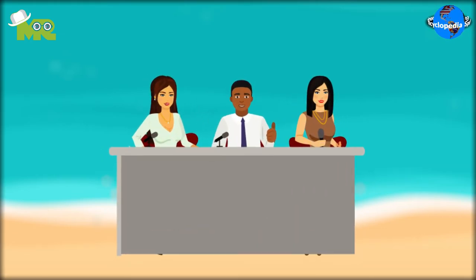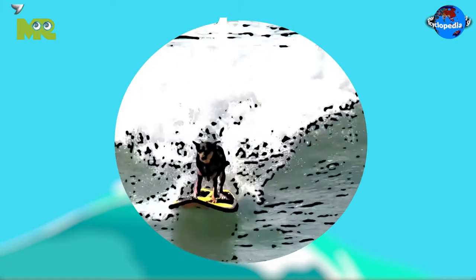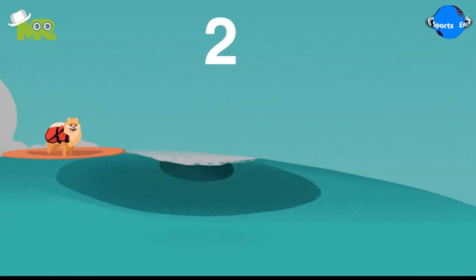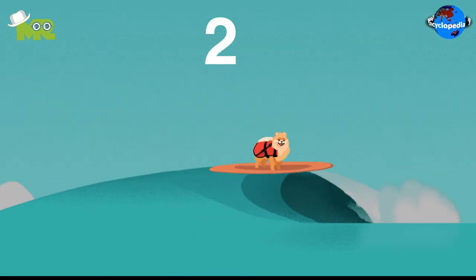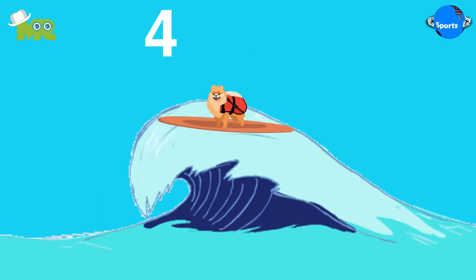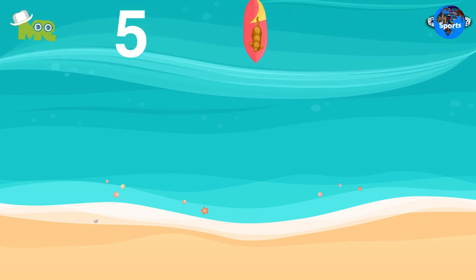There are 3 judges who rate each performance out of 10 on the basis of: 1. Length of the ride, including if the board reaches shore, 2. Technique, such as standing on all fours, sitting, laying down, 3. Confidence, 4. Size or strength of the wave, and 5. Other stylistic aspects.